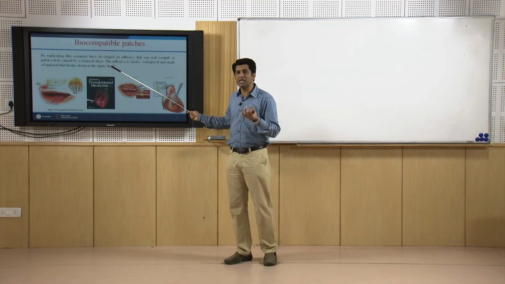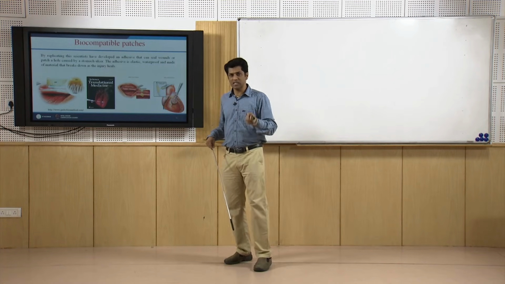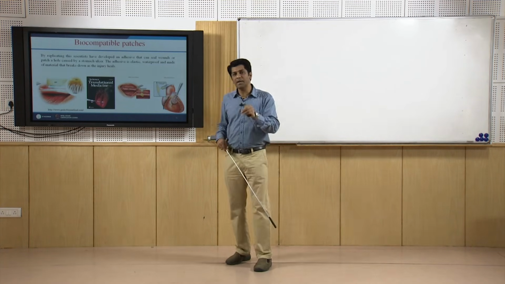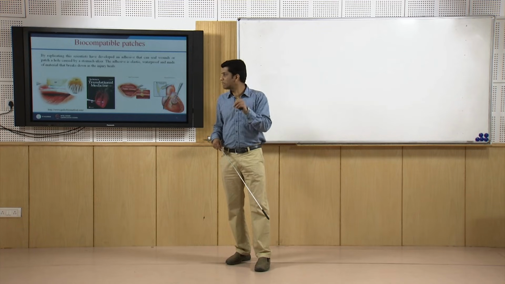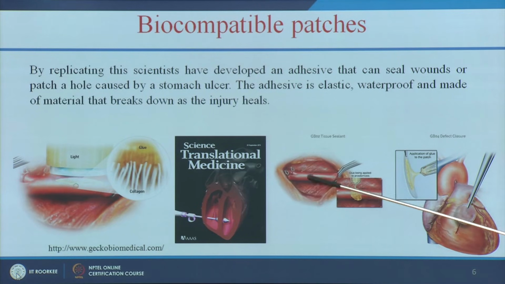That means the material will degrade inside the biological system and will not cause any immune response or toxic effect. That is called a biodegradable material. So this material is biocompatible as well as biodegradable. What was the idea? If there is a wound, you can apply this glue and apply UV light, and this will seal the wound.